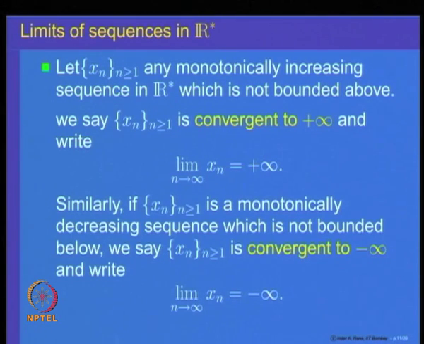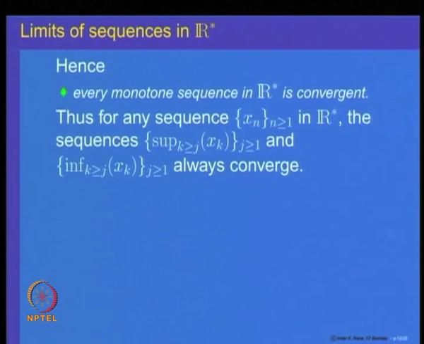Similar concepts can be developed for series in R. So, let us just say a few things about sequences, because every monotone sequence is convergent. Given any sequence, look at the supremums of that sequence from stage j onwards, supremum over k bigger than or equal to j of x k. That gives me a new sequence, and that sequence will always converge. And similarly, the infimum over k bigger than or equal to j of x k will also converge, because these are monotone sequences, and monotone sequences in R star always converge.